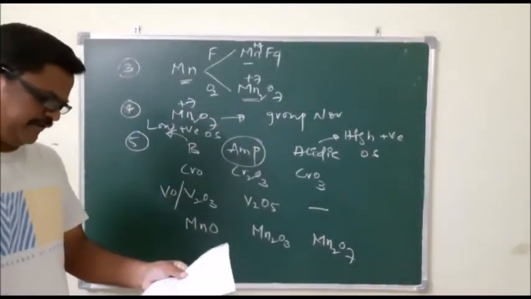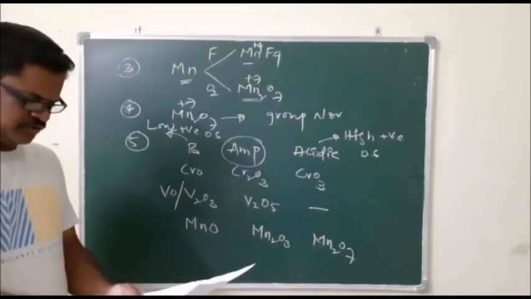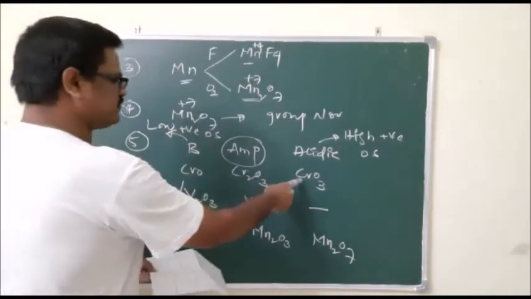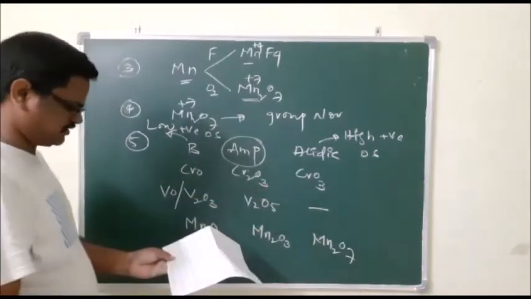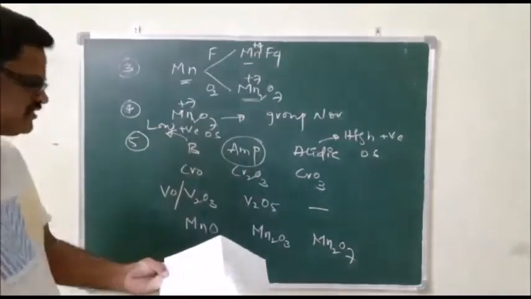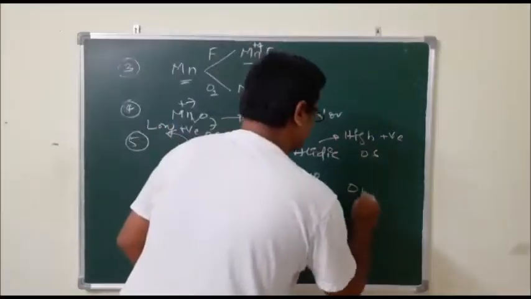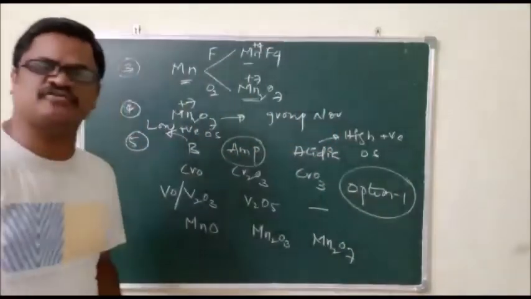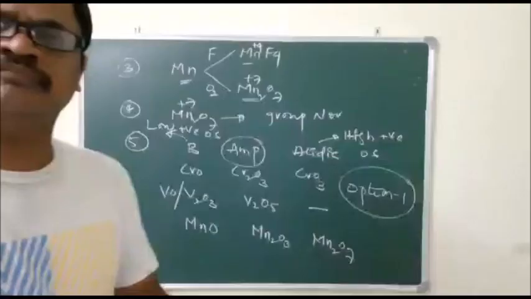That's why the question is there. According to this, what is the acidic oxide of chromium? The acidic oxide of chromium is CrO3. After acidic, basic is CrO and amphoteric is Cr2O3. Hence option 1 is correct. That's the thing we have to remember.